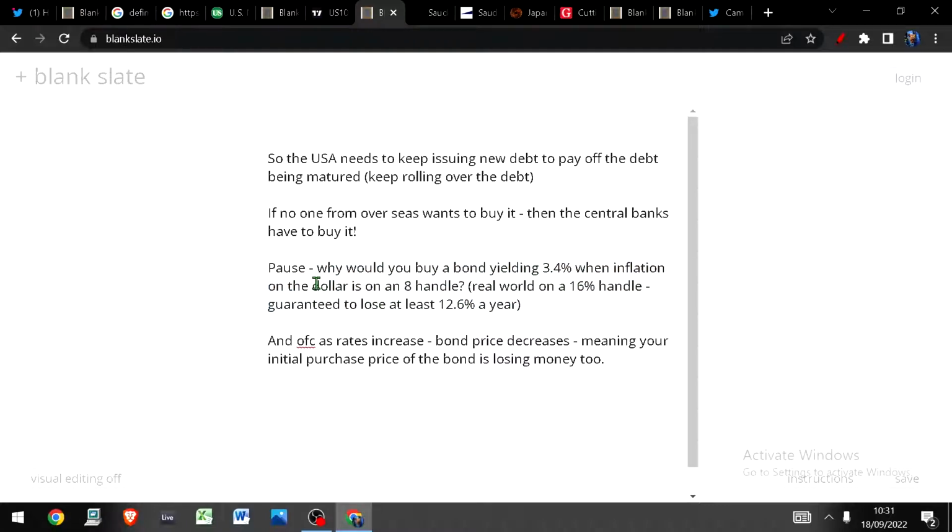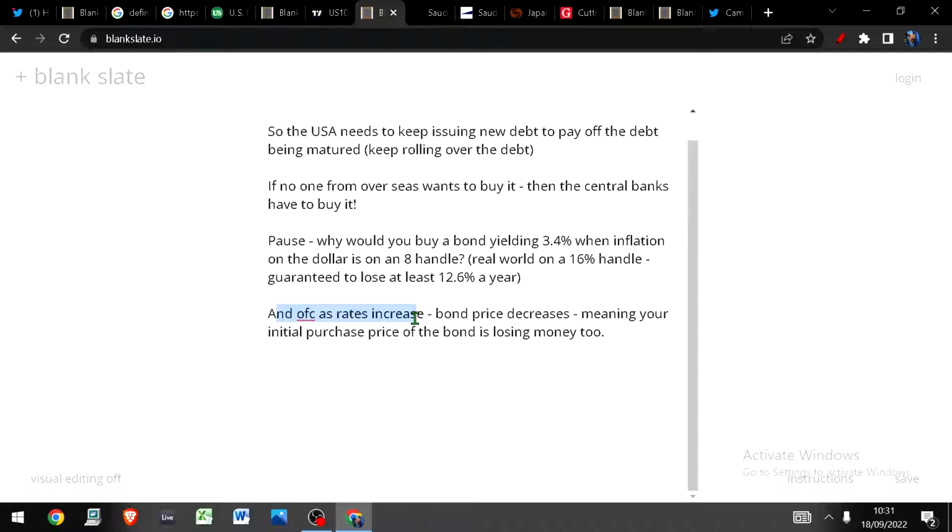Would you, as a money manager or a sovereign wealth fund guy, would you buy this sort of thing? Would you buy this type of debt? And of course, as the rates increase, the bond price, which is inversely proportional to the yield, decreases, meaning your initial purchase price of the bond is also losing money as they continue to hike these rates.